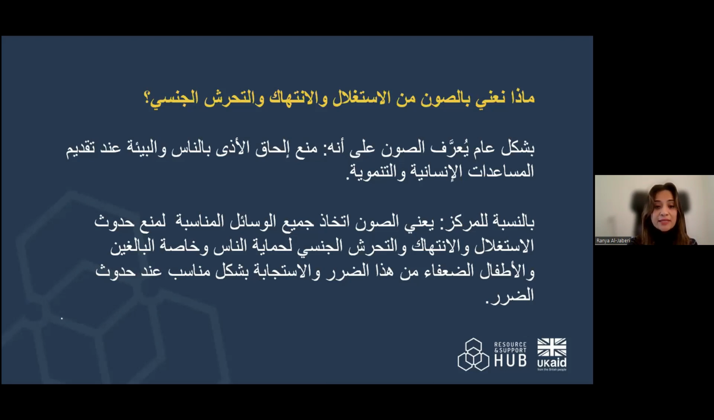That's why RSH was designed specifically to safeguard against any kind of harm to any person, because these kinds of assaults are considered the most harmful. They have to do with vulnerable people, especially children, and they affect the trust that people put in organizations and humanitarian organizations. That's why it's really important.